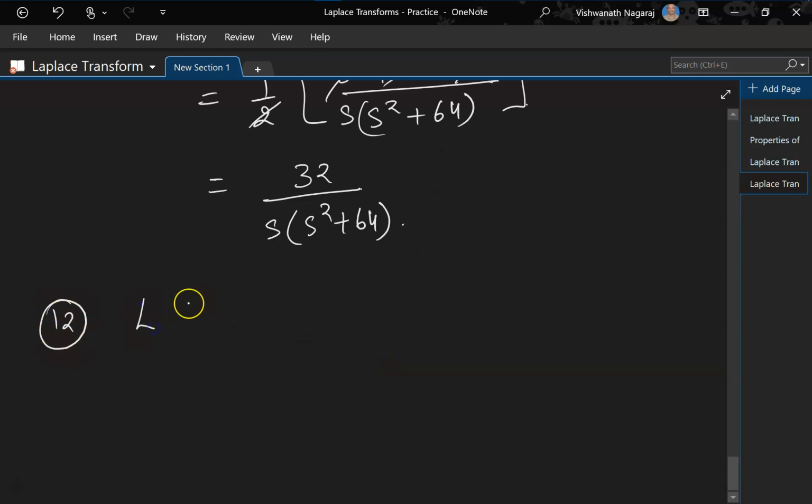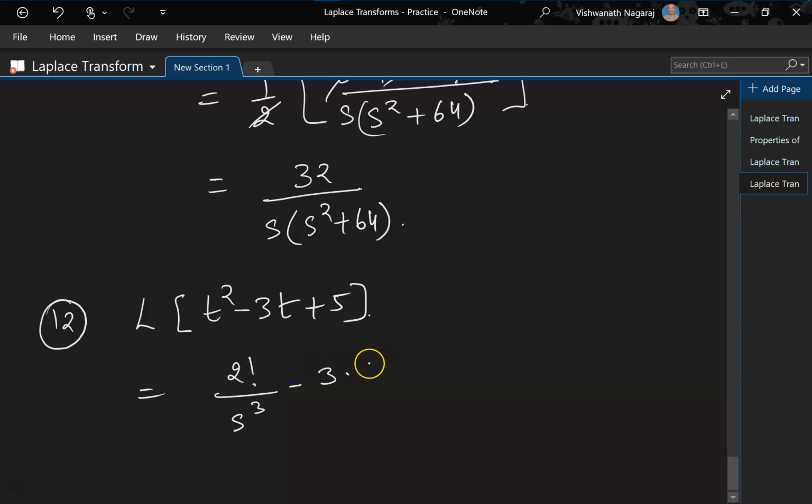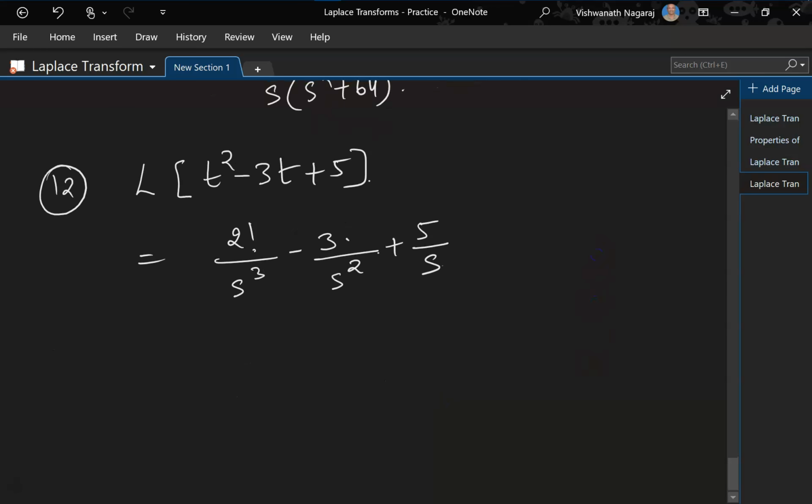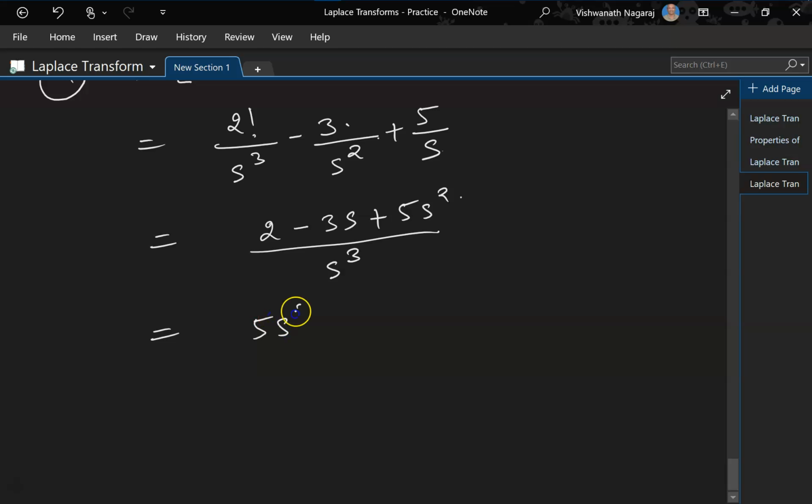12th, Laplace transform of, this is pretty straightforward. You can literally do it by skipping certain steps. So this would be 2 factorial by s to the power of 3 minus 3 times 1 factorial by s square plus, this would be 5 times Laplace of 1. So that is 5 by s. This would be now s cube. So this becomes 2 minus 3s plus 5s square. Or if we rearrange this, this will become 5s square minus 3s plus 2 by s cube.